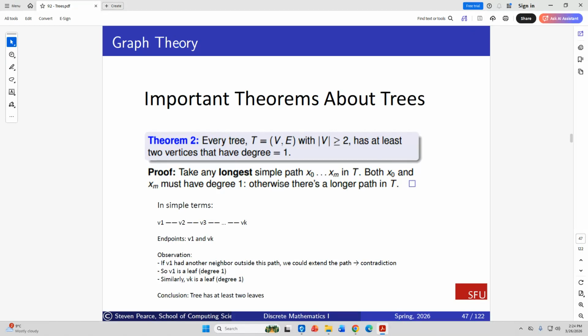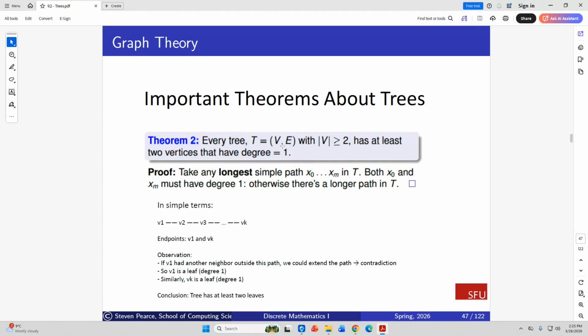Take any longest simple walk, x0 to xm, in T. Both x0 and xm must have degree 1. Otherwise, there's a longer path in T. That is so simple. Okay? In simple terms, you're going from here to there, endpoints V1 and Vk. Observation: if V1 had another neighbor outside this path, you could extend the path, which is a contradiction.